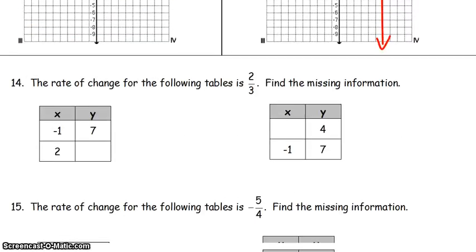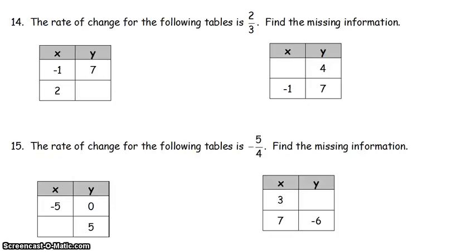The last notes of the day. These are similar to the problems we looked at yesterday with missing ordered pairs. And we're just looking at them in a different way. We're looking at them as a table. So instead of giving you the ordered pairs, I'm already putting them in the table. That would be negative 1, 7, and 2, y. You need, in this case, these ordered pairs to equal 2/3.